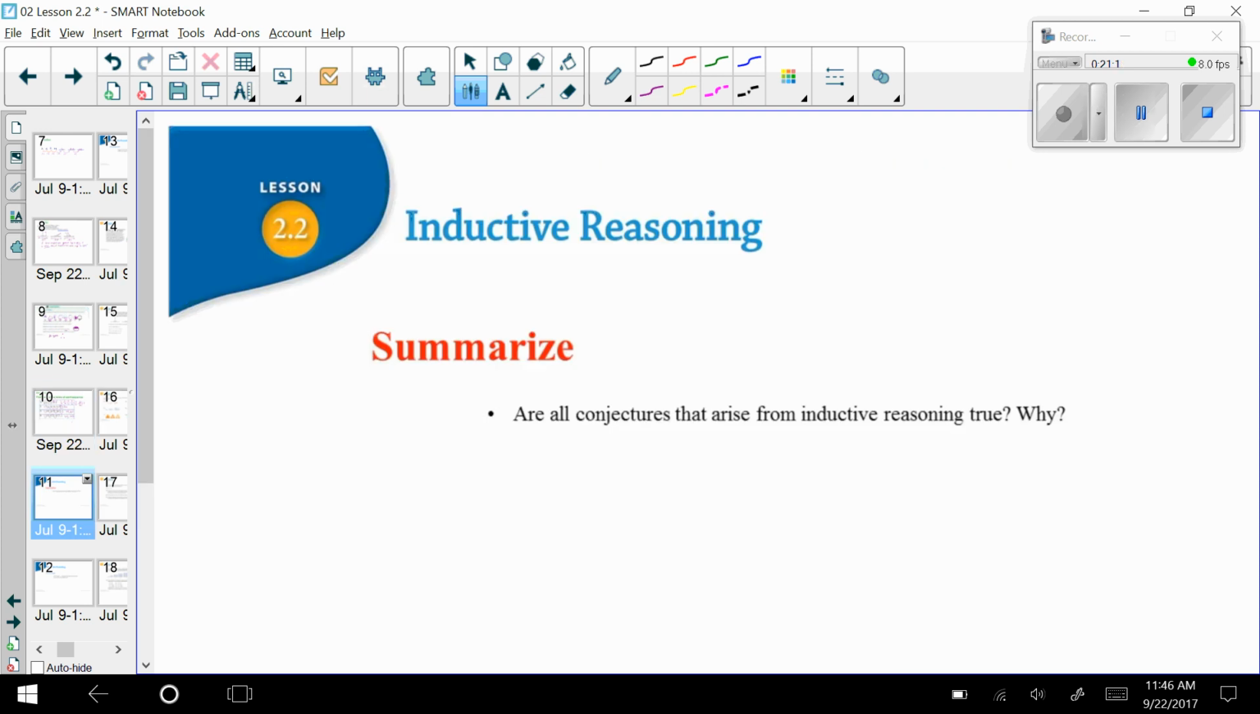So on your own, I want you to try the summarized question. Are all conjectures that arise from inductive reasoning true? Why or why not? So think of what a conjecture is. Remember that it only includes observable information and patterns that we see.